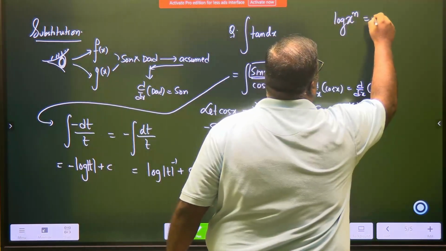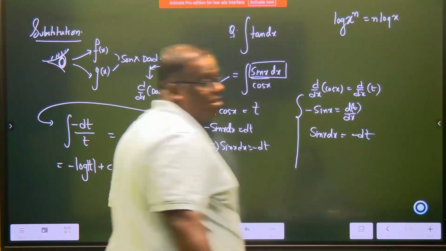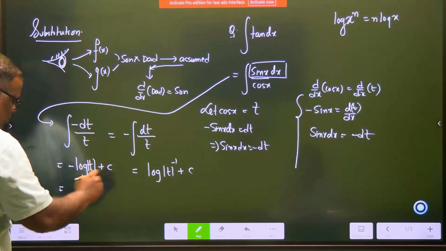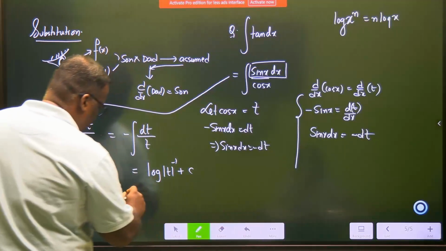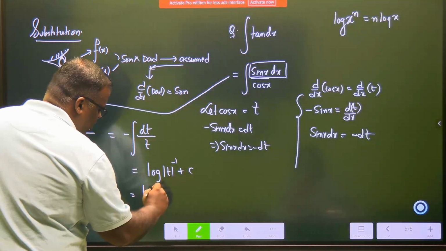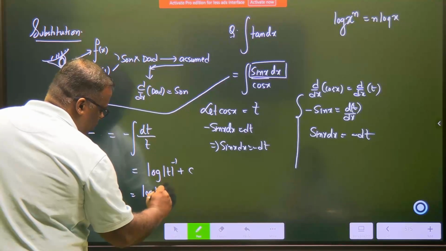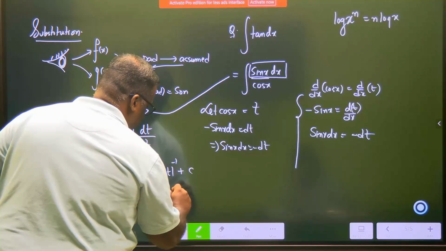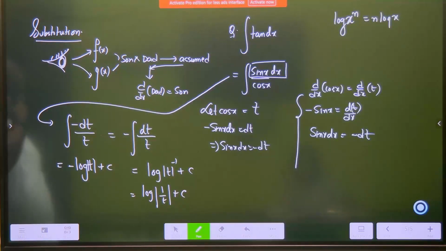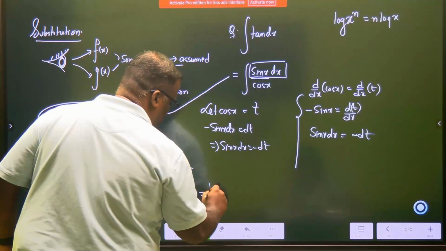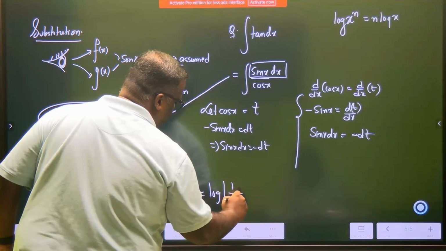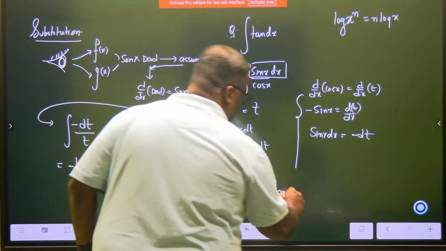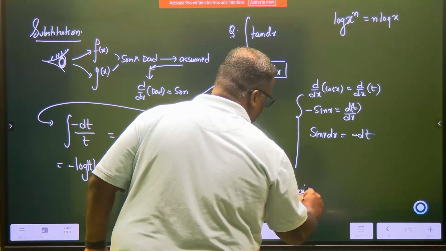Log of x to the power n is equal to n log x. Possible? Can I now write this as log of 1 upon t plus c. Now you release your t, log 1 upon cos x plus c. So this is log sec x plus c.